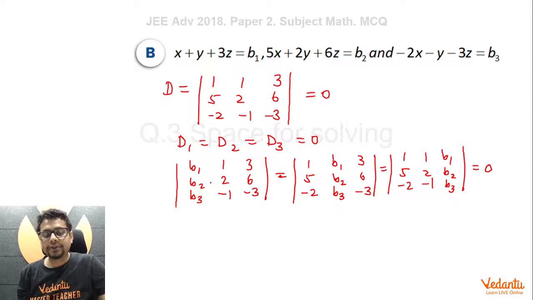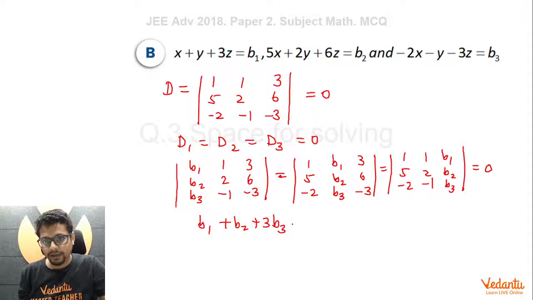Now here clearly D1 would be 0. Why? Because column 2 and column 3 are proportional. So that means determinants D2 and D3 should be 0. And both of them, when you expand, give you this relationship in b1, b2, b3: b1 plus b2 plus 3b3 equal to 0. Now again, this relationship in b1, b2, b3 is not satisfied by every column matrix b1, b2, b3 belonging to set S.